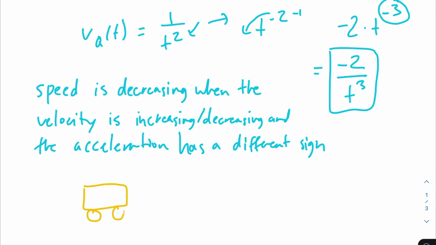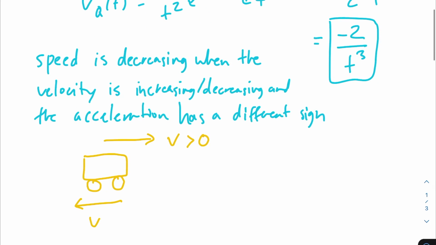Draw a little car. Our car is moving forward, so our velocity is positive, it's greater than 0. And then let's say we hit the brakes, so now we're accelerating in the opposite direction, we're decelerating, so our acceleration is less than 0. We would say that our speed is decreasing here, right? And this is good because if your speed wasn't decreasing, you would probably just ram the car that's in front of you if you're, say, stopping at a stoplight.